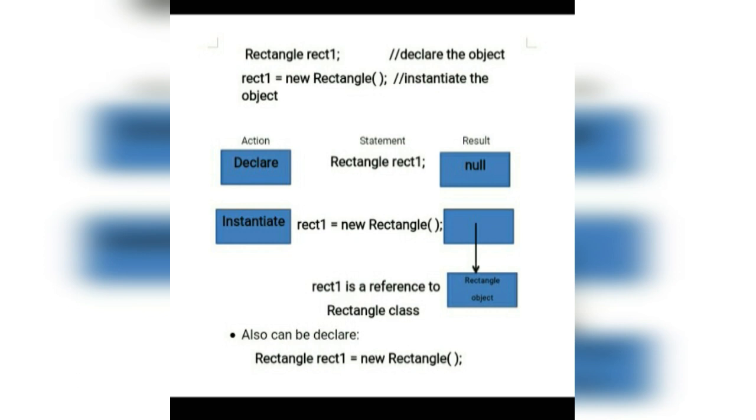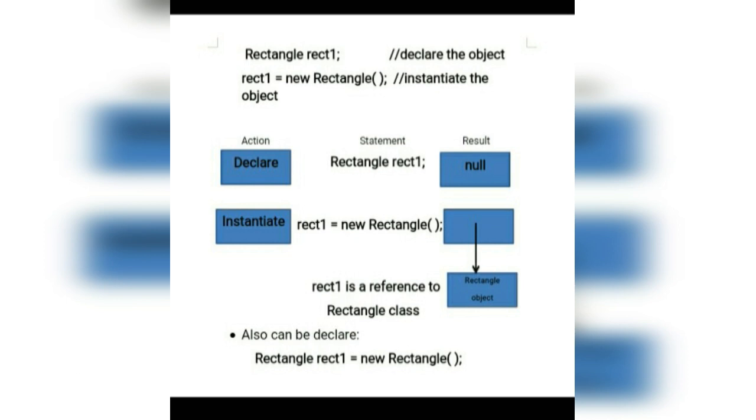Now here you can see Rectangle rect1. Here only the declaration of the object is done. At the next line, that is rect1 is equal to new Rectangle, here actually the object has been allocated the memory. Now here you can see it clearly, but I have shown it using the diagram.